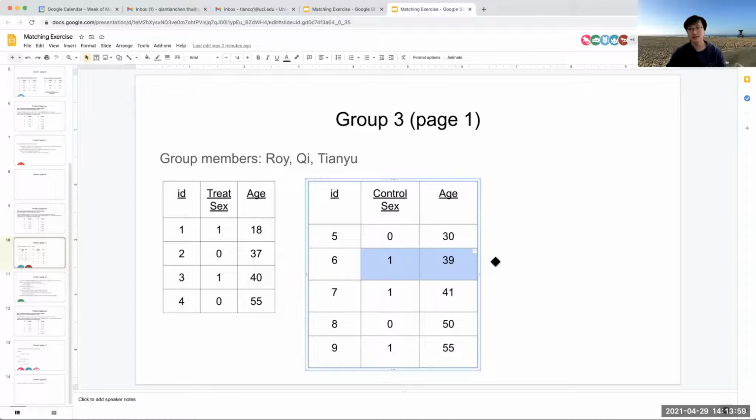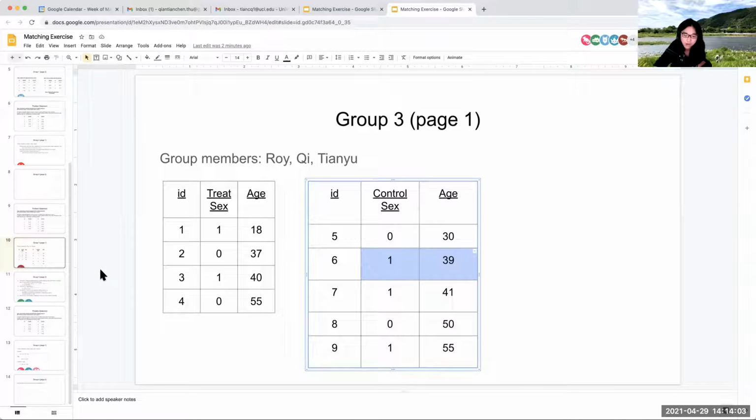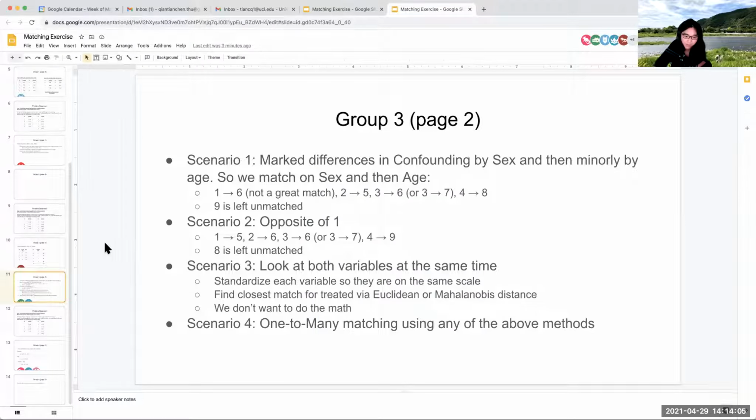Yeah, that's our idea here. And scenario 2 is pretty much the opposite of scenario 1. We first match their age and then consider the sex. So we have a priority between these two variables.